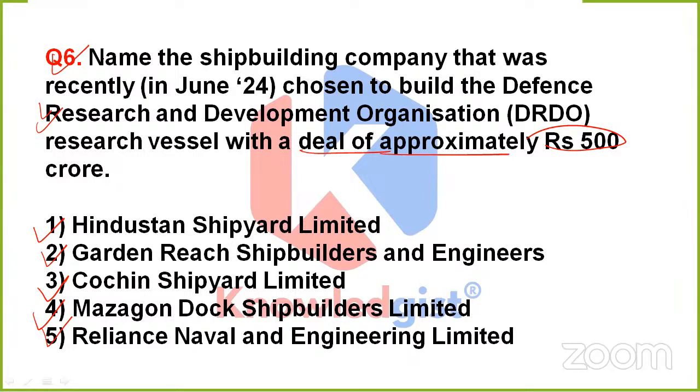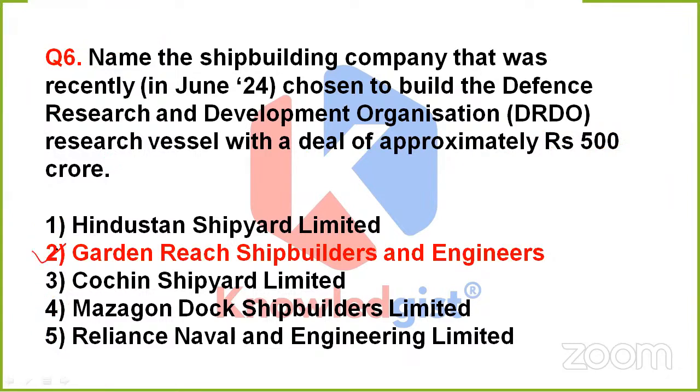They are simply asking, this is an important question, dear, the name of that shipbuilding company. It has been chosen to build the DRDO research vessel, and the deal was of approximately rupees 500 crore. So what should it be? Lunch shortly saying 3. Okay. Have 5 seconds. This time, dear, the correct option is 2.